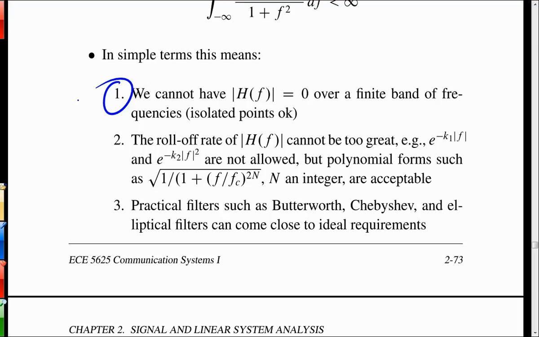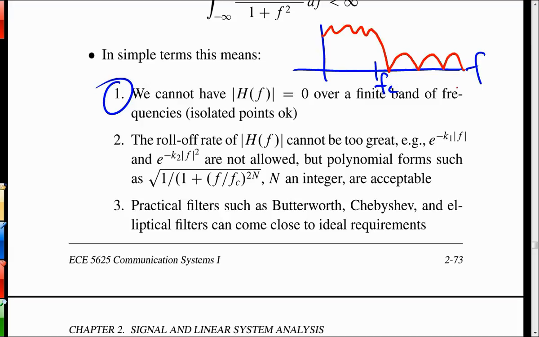Now, one of the things that is allowed, though, and I'm just going to sketch this out here. One of the things that is allowed, if you have a cutoff frequency here, FC, this model does allow you to have a pass band with some ripple in it, and then it says you can touch zero at certain points.